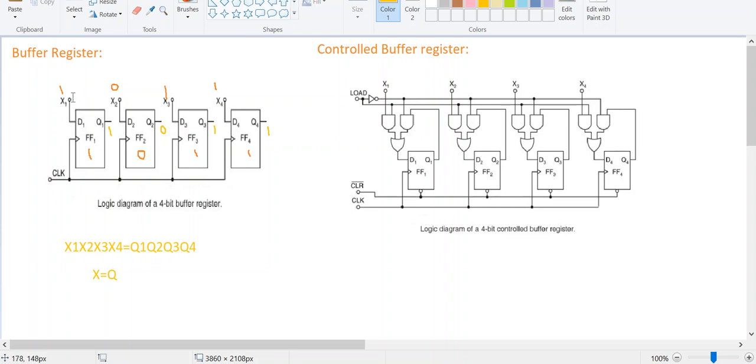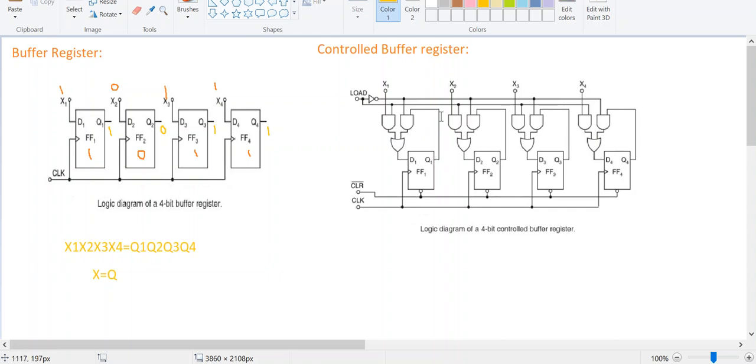Now here, for these inputs x1, x2, x3, we don't have any control. So in order to have control over the inputs, we need to have load as a controlling input. So the next one is the control buffer register, which will be explained here. This is our basic circuit diagram for the control buffer register. For each flip-flop I am using two NAND gates and one OR gate, two NAND gates and one OR gate, and I have connected all of them like this.